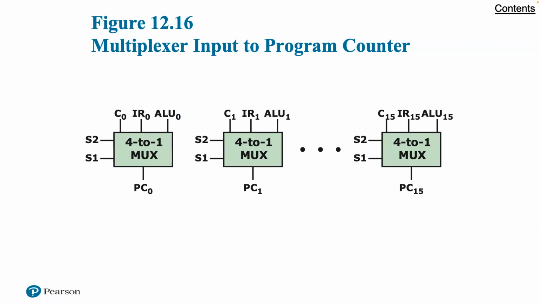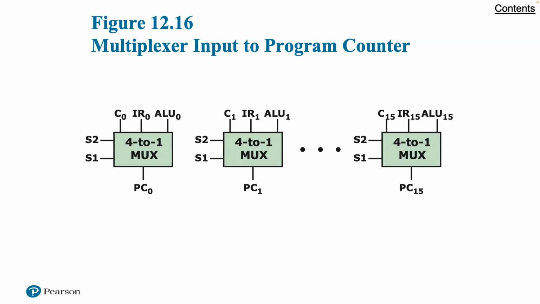Multiplexers are used in digital circuits to control signal and data routing. An example is the loading of the program counter or PC. The value to be loaded into the program counter may come from one of several different sources.